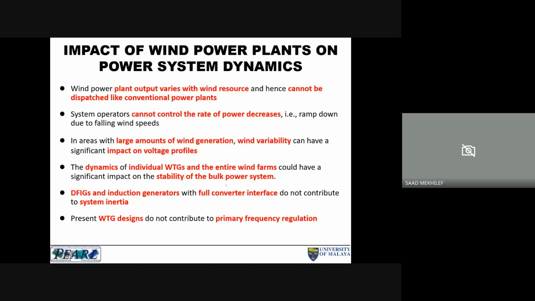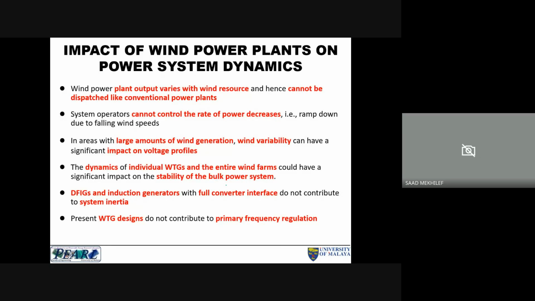Okay, wind plants. As you know, output varies with the wind resources, and this cannot be dispatched like any conventional source. For example, you cannot dispatch a certain amount of power from the wind turbine at any time you want. So the system operator cannot control the rated power, or the rate of power decrease or increase, the ramp, due to the fall of the wind speed. This is because of the input, which is the wind speed.